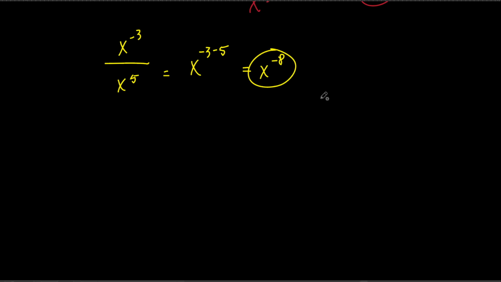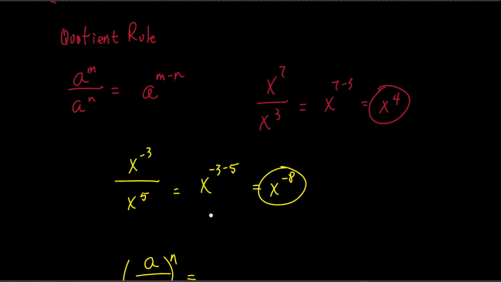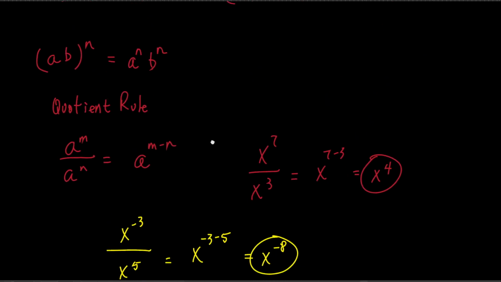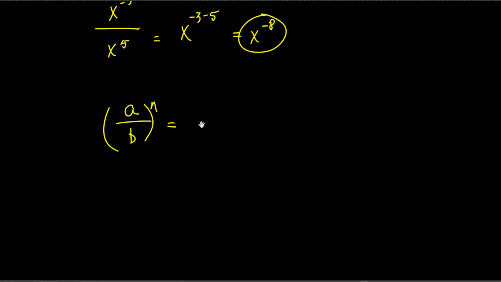One more, and we'll be done. A over b to the n power. It's kind of like this one right here. Everything's being taken to the n power, but you have a division here. So it's going to be a to the n over b to the n, because b is also in parentheses. Everything in here is being taken to the n power. That's another way you could write it.